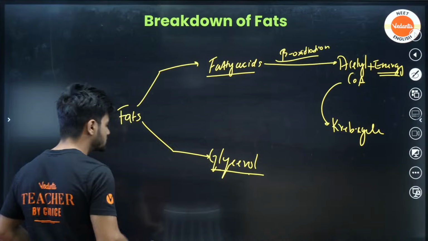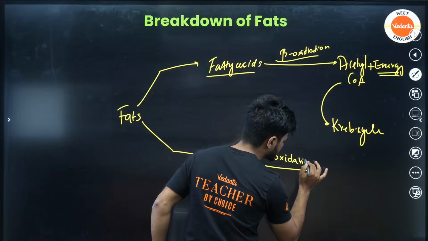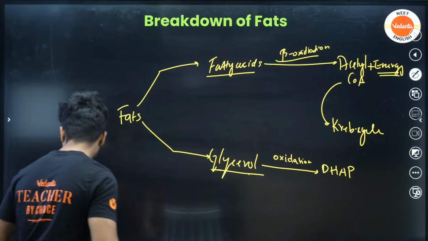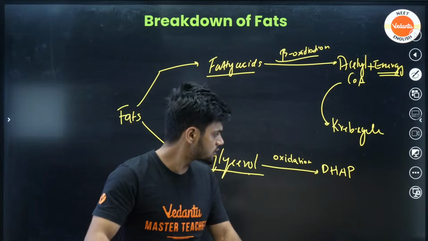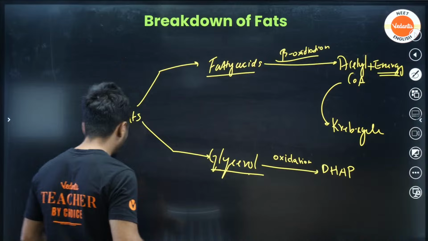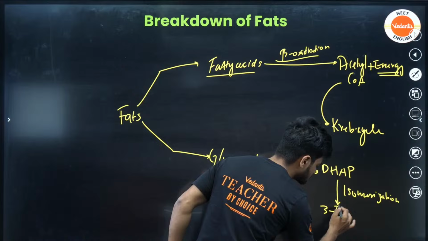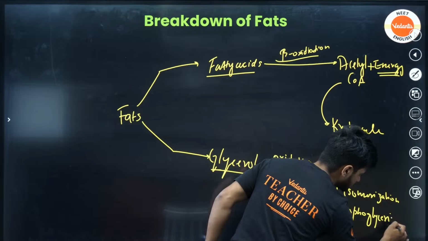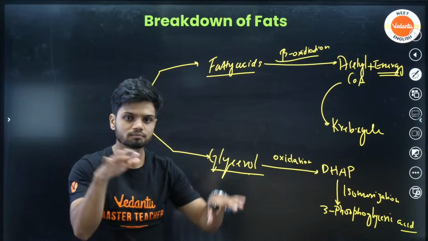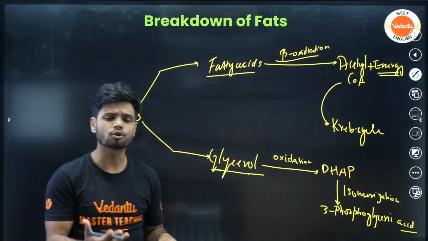Similarly, this particular glycerol can undergo oxidation to produce your DHAP, that is dihydroxyacetone phosphate, which was part of your glycolysis. Remember that. This can also undergo isomerization to form your 3-phosphoglyceric acid. Remember, in your glycolysis, we did isomerization. So this particular glycerol can undergo oxidation to produce your DHAP and also 3-phosphoglyceric acid.